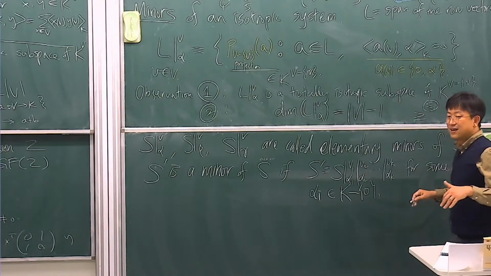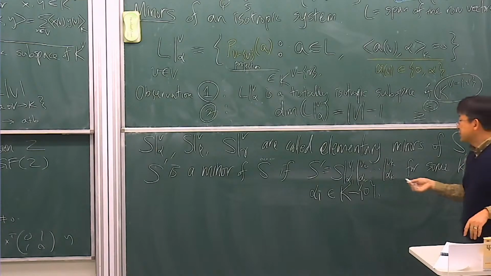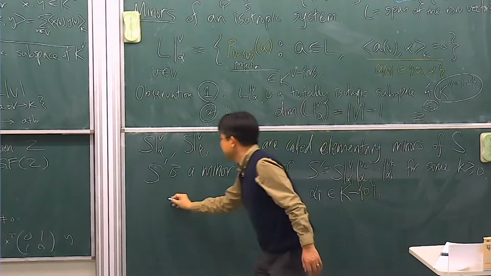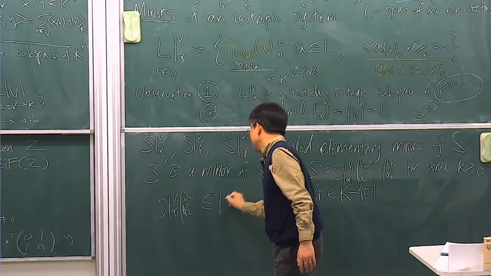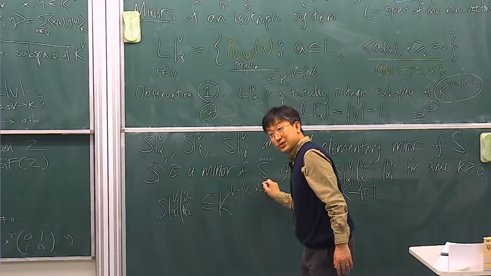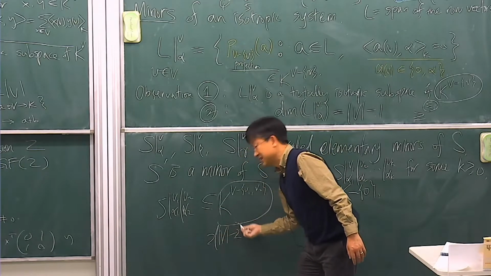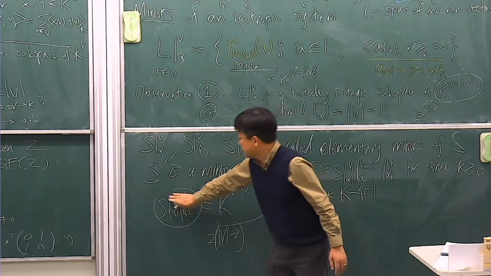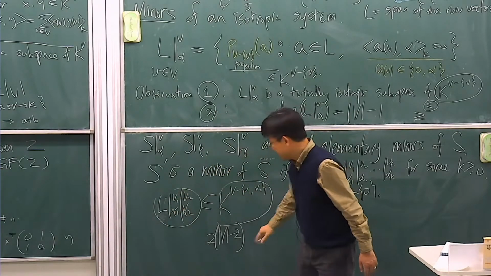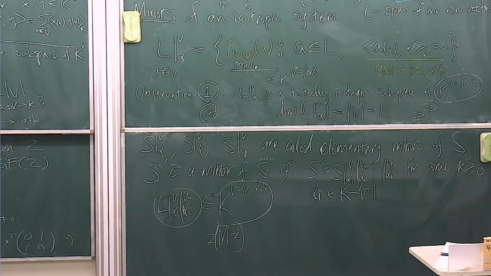When you do this operation twice, then this is a subspace of K to the V minus V1 and V2, and the dimension of this is twice V minus 2. So this will give a totally isotropic subspace of that. So the upper bound is half of the dimension of that. Right. Any questions so far?